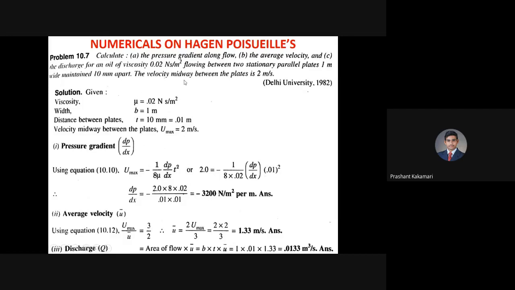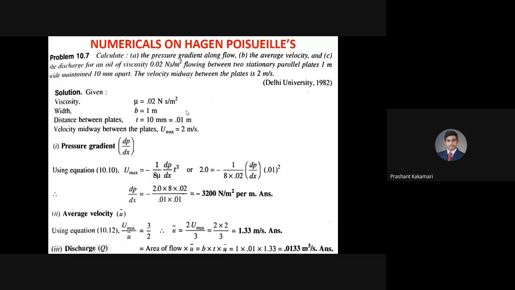Then the velocity midway between the plates is 2 meter per second. Now just read this sentence once again. Velocity midway. Midway is at the center. So the central velocity, or by derivation I can tell it as the maximum velocity between the plates, is 2 meters per second. If the maximum velocity is 2 meters per second and the distance between the two plates is 10 mm apart, it means at 5 mm distance from the base or from the top, at the center, the velocity is 2 meters per second. Okay.